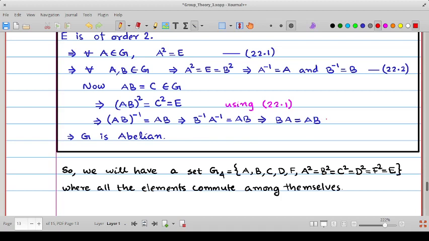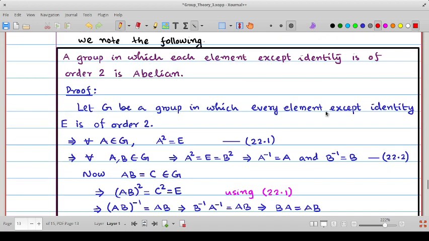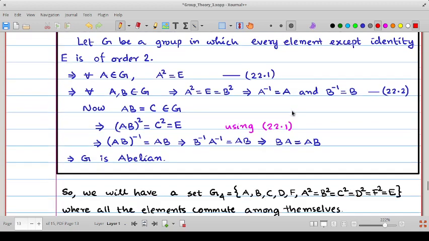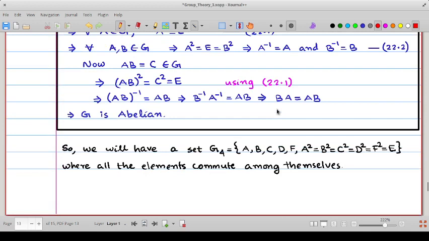And this is true for any element in that group. That means group G is abelian. So the property is that if all elements in a group other than identity are of order 2, then that group should be an abelian group.